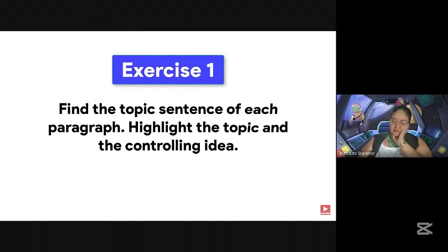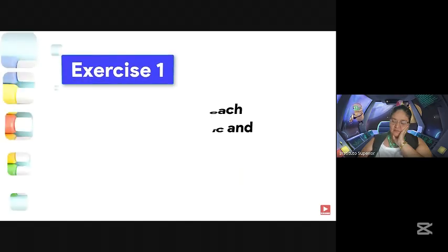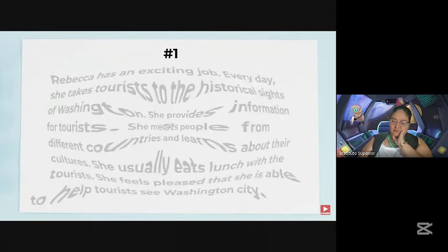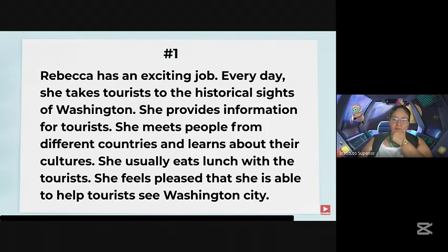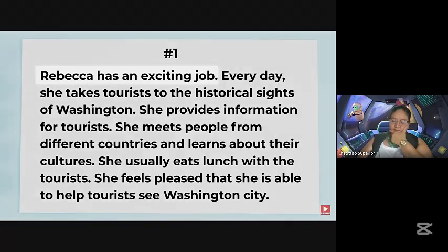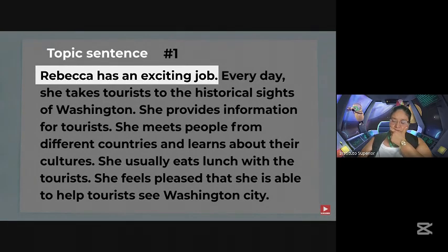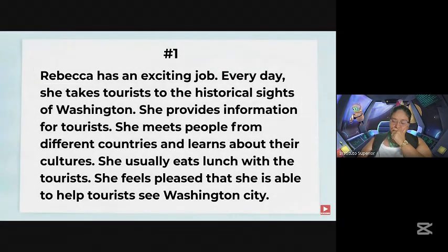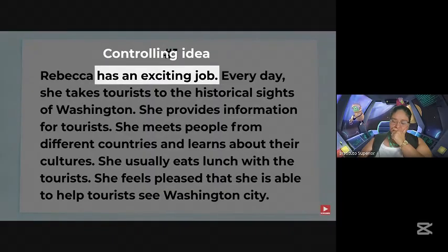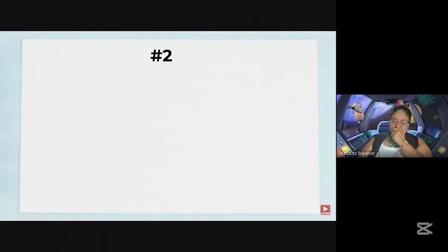Exercise 1. Find the topic sentence of each paragraph. Highlight the topic and the controlling idea. Paragraph 1. Paragraph 2.